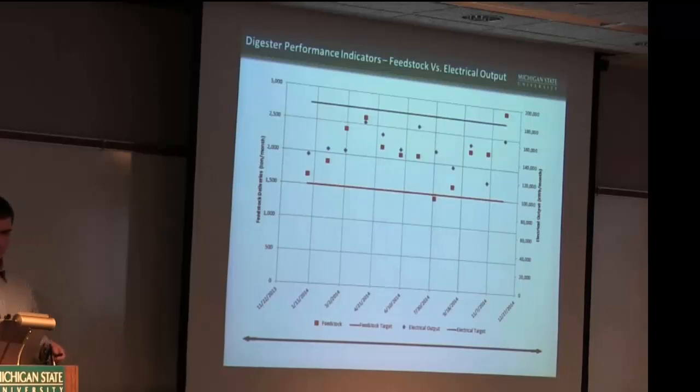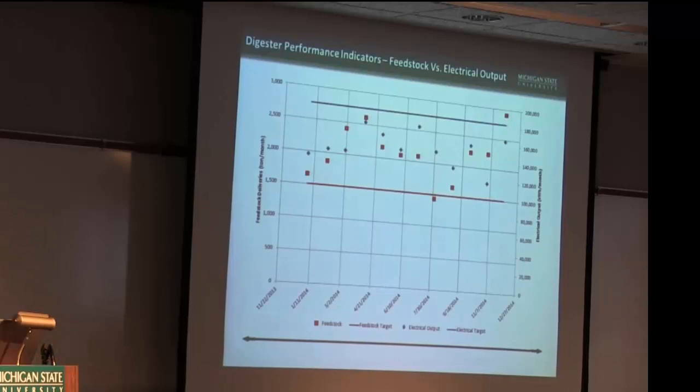The red line here is our target for feedstock on a monthly basis. Because we had so much manure coming into the system, we were almost always well above our target. When we look at electrical production, our target is about 2,600 or 2,700 kilowatts. Oh, I'm sorry, about 183,000 kilowatt hours per month. We were generally below that, and at different times of the year we were farther below than others. Overall, for the year, we averaged about 80% of our target.